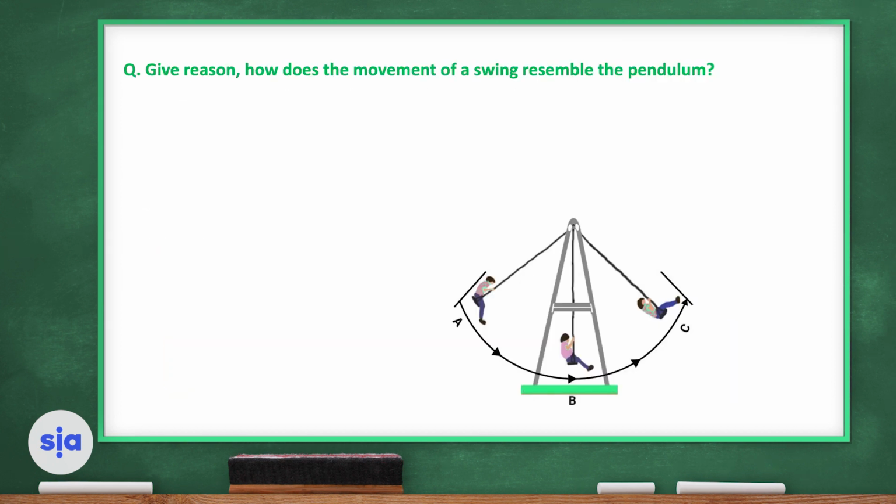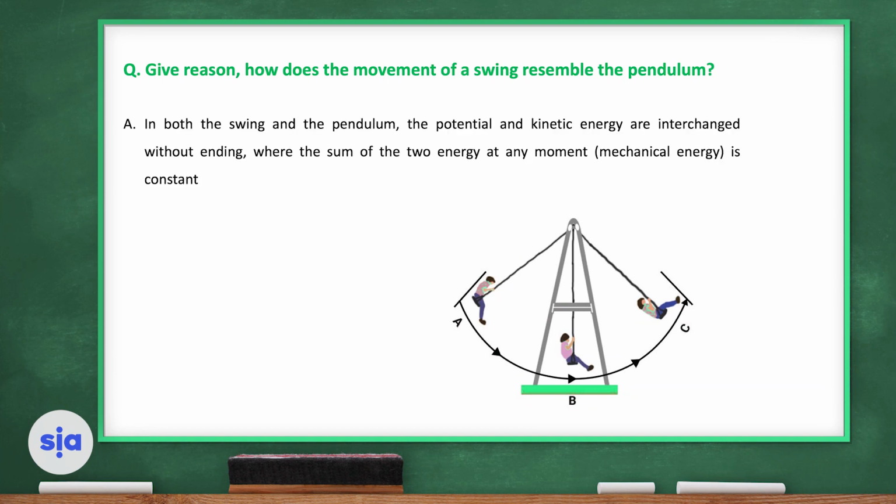Can you give reason? How does the movement of a swing resemble the pendulum? Here is a swing. Look to this girl. She's swinging from point B, the rest position, to A, and then to B, and then to C. Why does this movement resemble the pendulum?